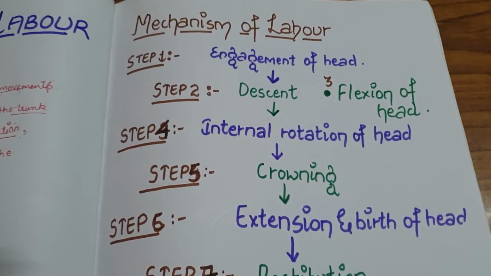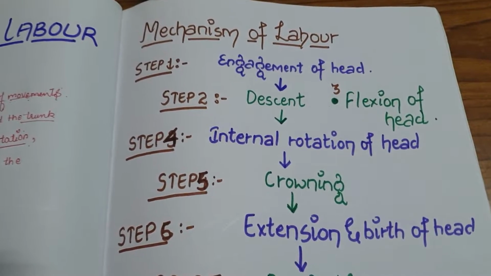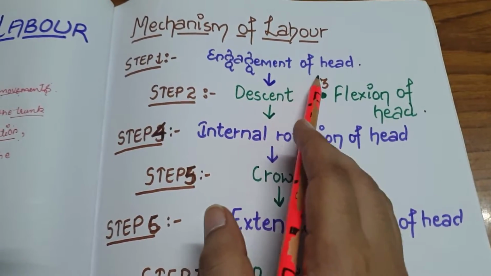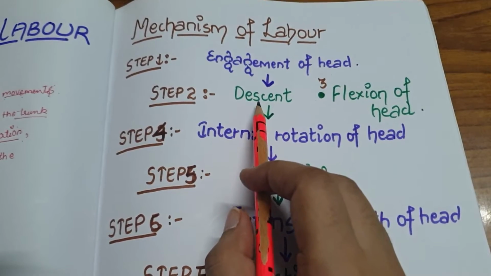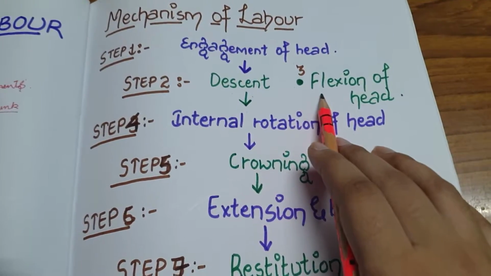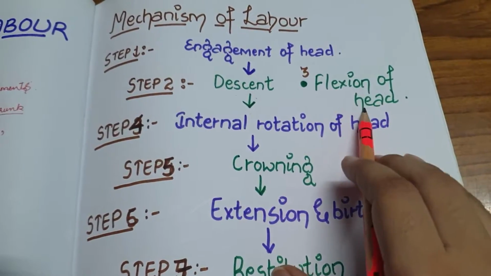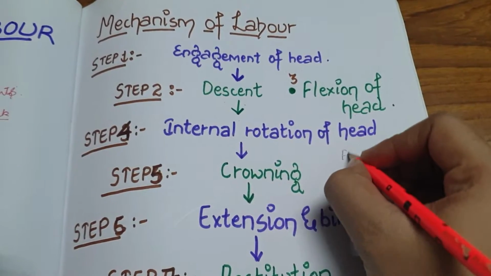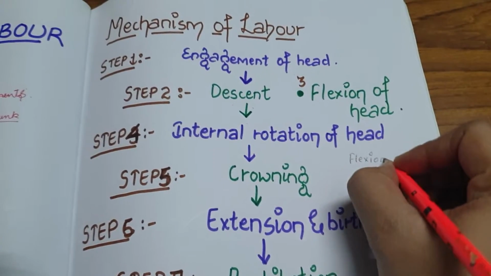So next we will discuss the main movements under the mechanism of labor. Step 1 is engagement of head. Next one is descent, which is continuous throughout the labor. And step 3 is flexion of head. Here I want to clear two words. First one is flexion and extension.